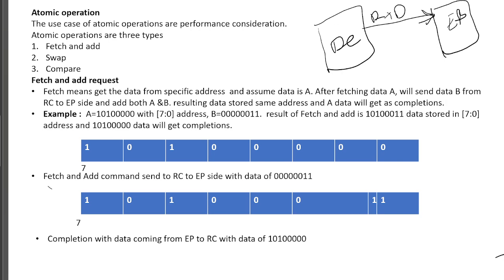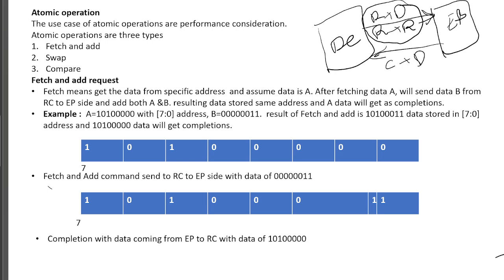If you want to read the data, again you will send a request with a read operation. You will get a completion with the data, meaning a response from the EP to the RC side. If you want to do two operations, you are sending two requests from the RC to the EP side. So instead of sending two requests, we'll introduce one more concept, atomic operations. By using this, both reading and writing can happen in one instruction from RC to EP side.